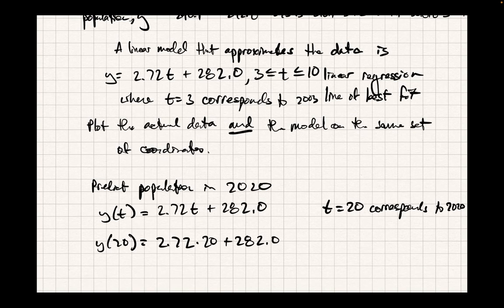Can somebody put that in your calculator and tell me what that is? Tell me what the proper answer is that I would write on my homework or test. What's the word before population? Predict. So the whole thing would be: use the model to predict what the population in 2020 would be. Did you figure it out? I'm in the process of that. So you literally just do 2.72 times 20 plus 282.